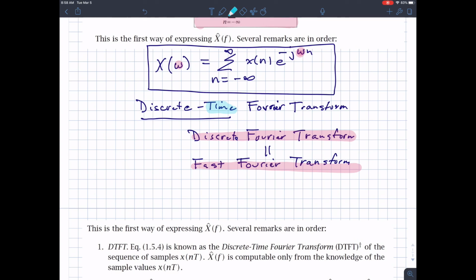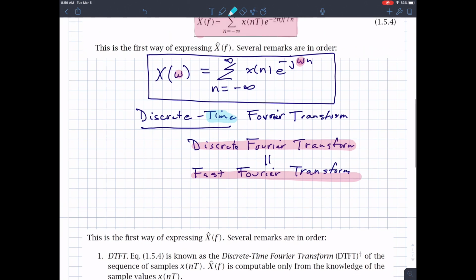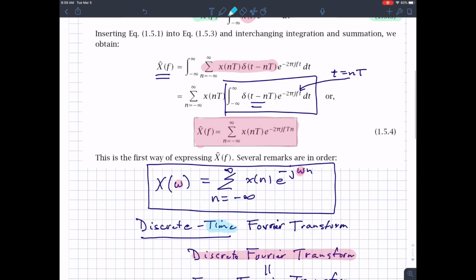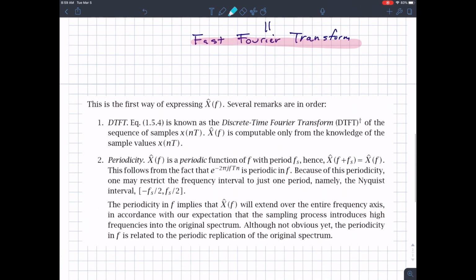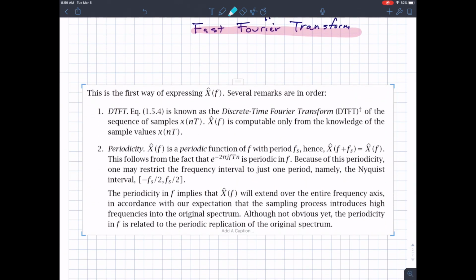Okay, so in the Oppenheim book, he gives 6 different points that he wants to talk about in section 1.5.1. And in this video, we're just going to talk about 2 of those. Okay, and so the first one is shown here. DTFT, that's the abbreviation we use for discrete time Fourier transform, only depends on the samples of the original analog waveform.